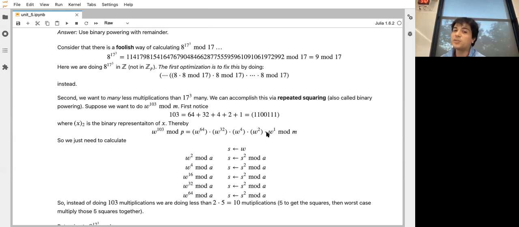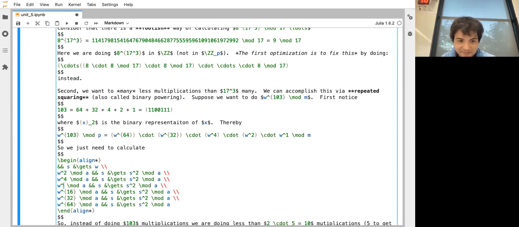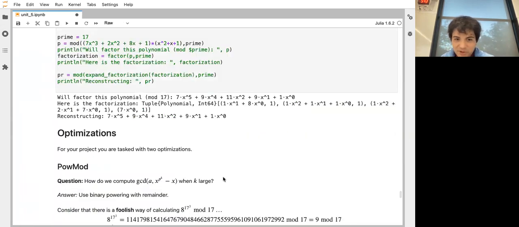So let's count how many multiplications we need now. How do I get w squared? I just square w to the 1. How do I get w to the 4? I just square w squared. How do I get w to the 16? I just square w to the 4. Is that true? Isn't w to the 4 times w to the 4 w to the 8? I think I may be missing one in here. Yes, that makes more sense.